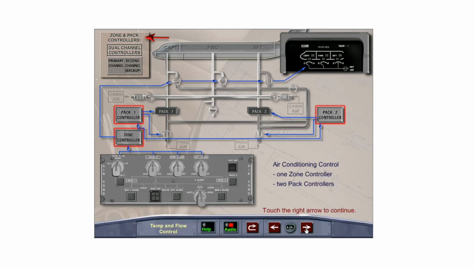One zone controller and two pack controllers automatically control the temperature and airflow of the air conditioning system. The zone and pack controllers are dual primary and secondary channel controllers. The secondary channels act as a backup to the primary channel, controlling at a reduced level if the primary channel fails.